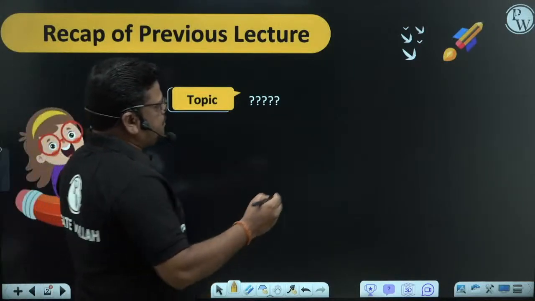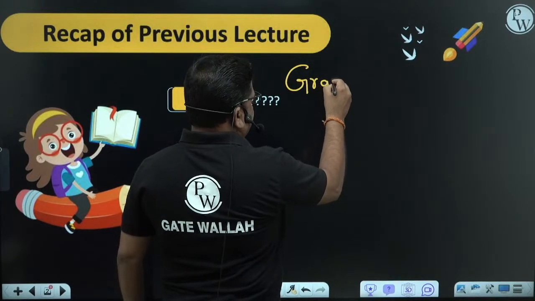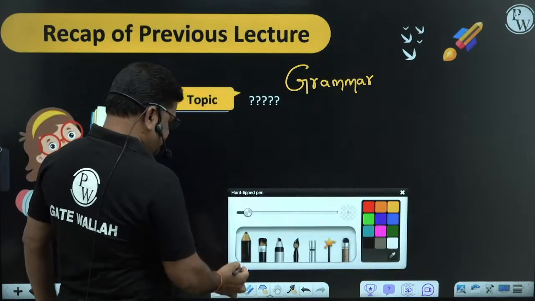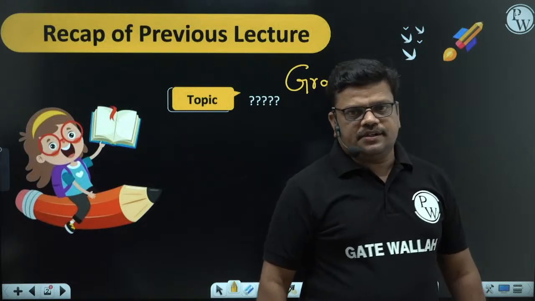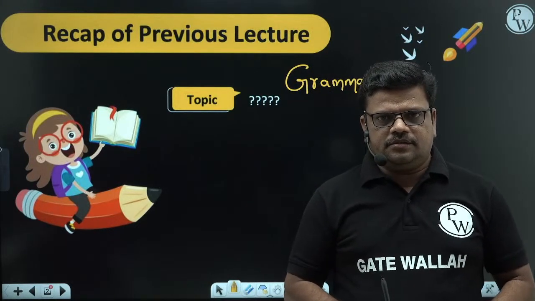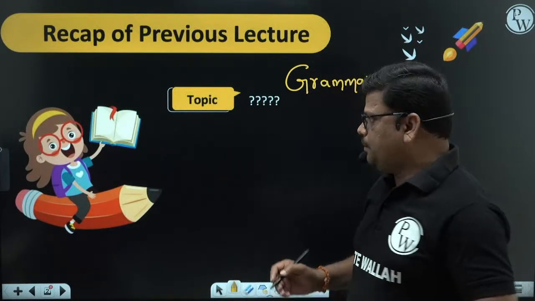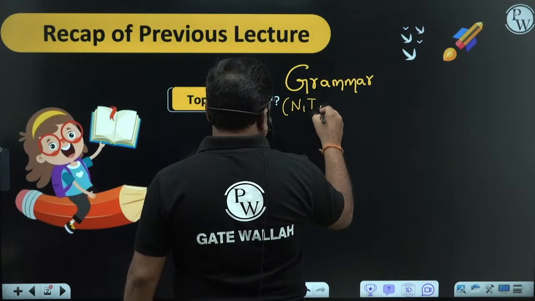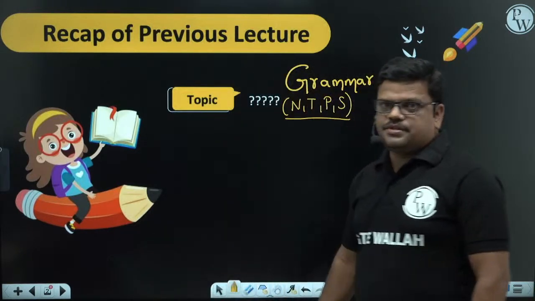So in the previous topic, we discussed grammar, one of the very important concepts of computer science. So we studied what is grammar. Grammar is a set of rules used to describe strings of a language, that is known as grammar. And we have studied the definition of grammar, the 4-tuple definition, NTPS notation: non-terminal, terminal, production, starting symbol. NTPS notation of the grammar we studied.